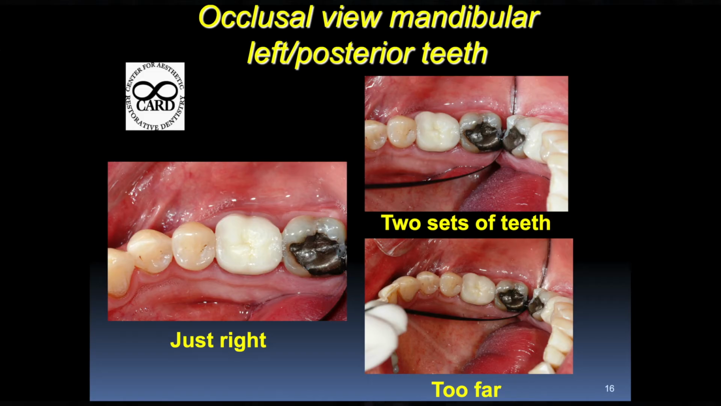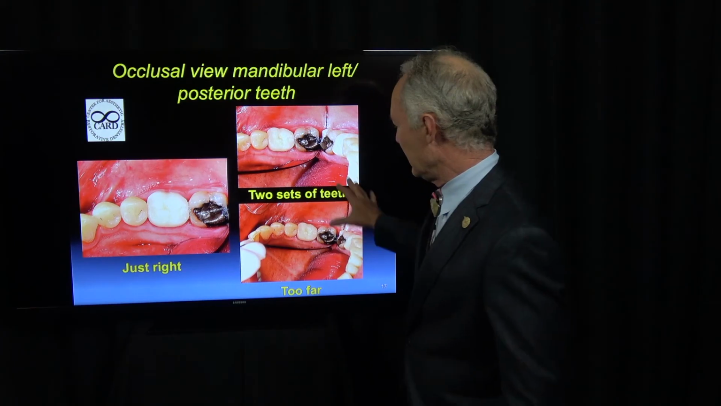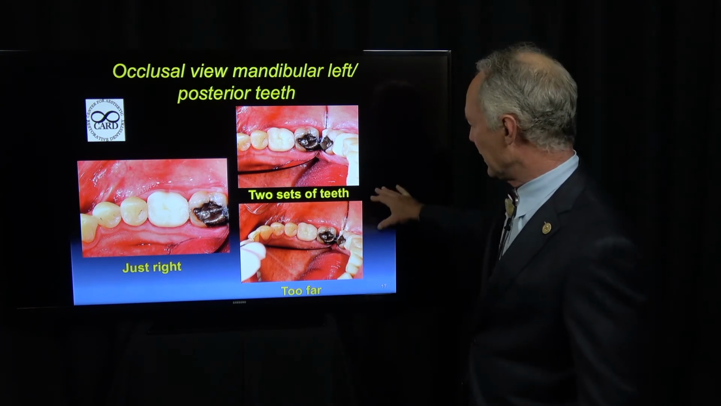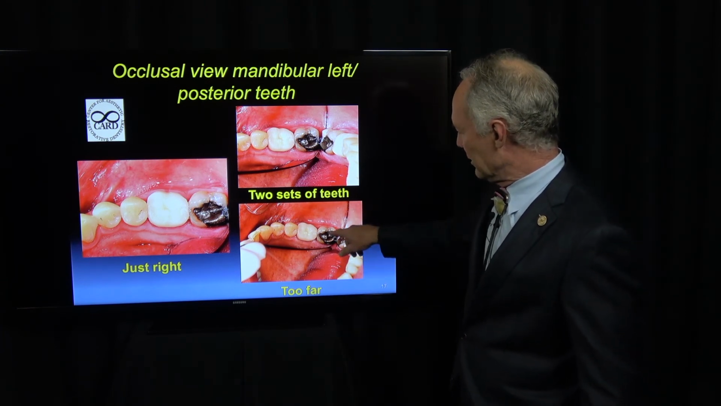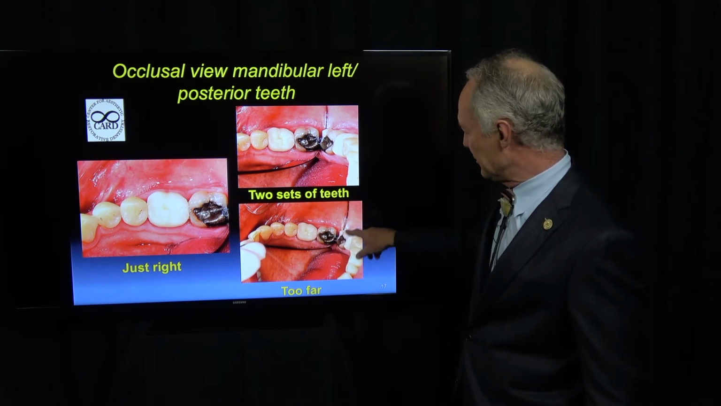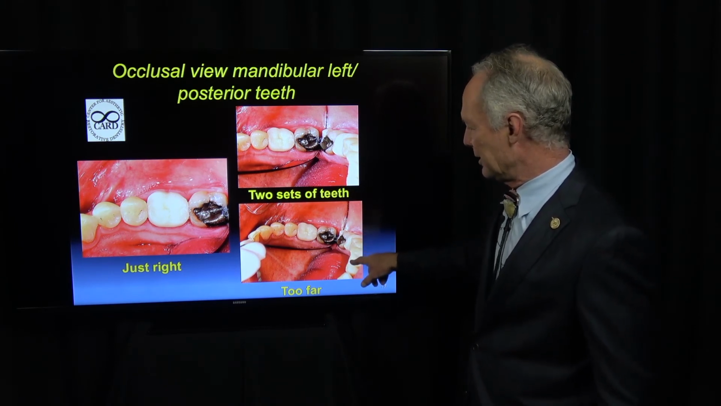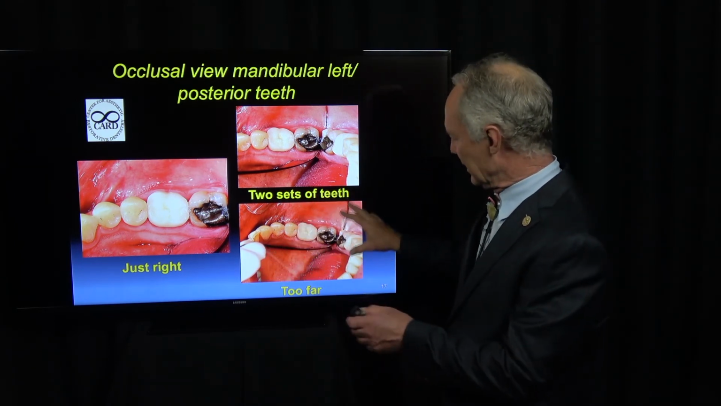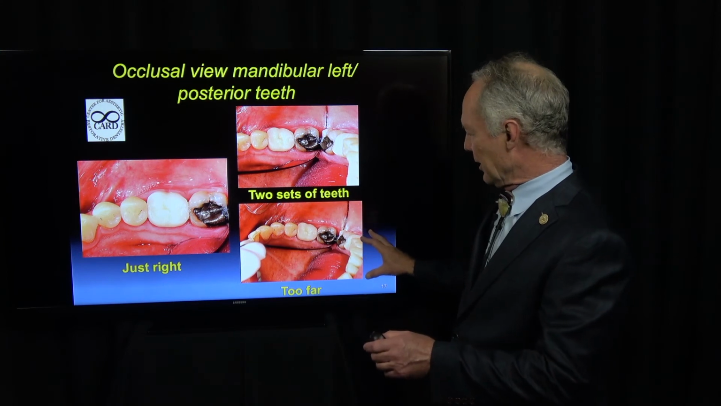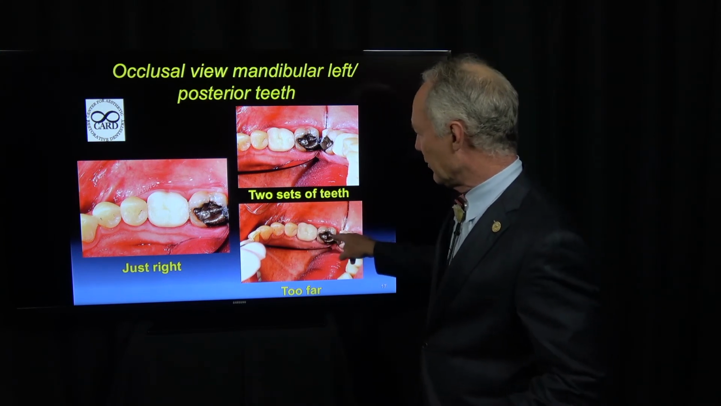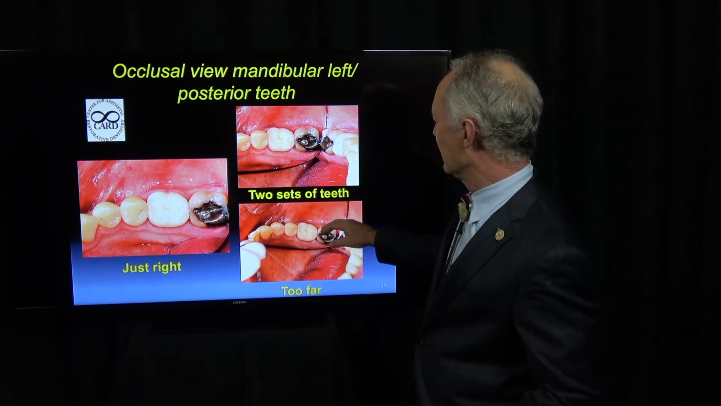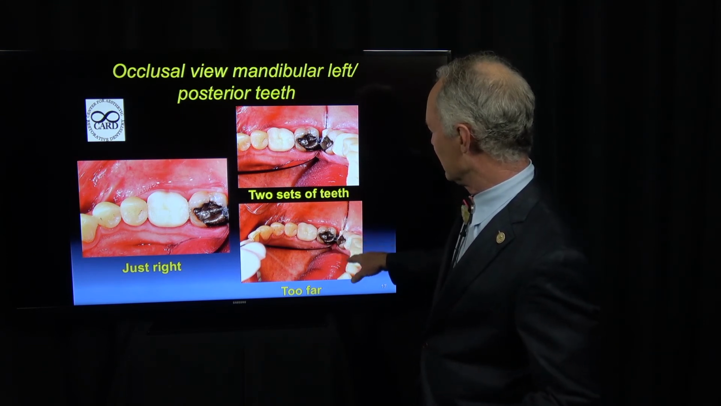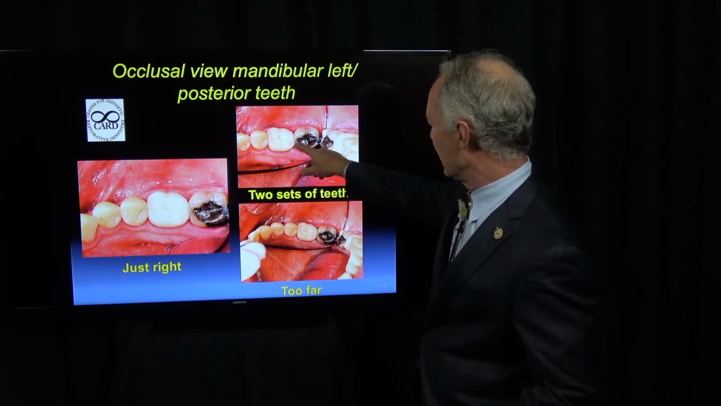The mandibular posterior teeth, too far away. You've got too much peripheral stuff in here. You've got the teeth in the mirror, plus you've got the teeth not in the mirror. And the patient can't dissect through all that and figure out this is what they want to be looking at. You know, this is two sets of teeth, where you see this and this.